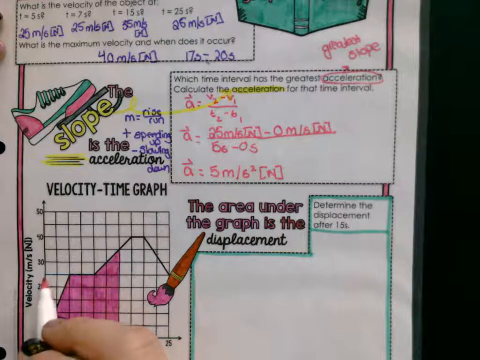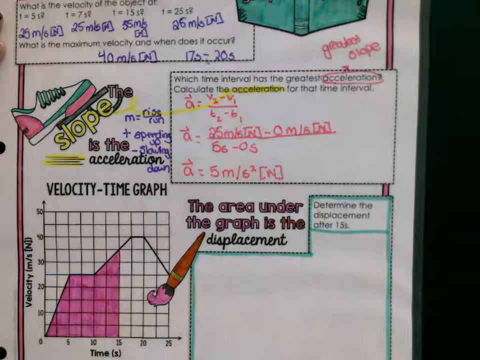1, 2, 3, 4, 5. Looks about right. Looks like we're doing about right. All right, we're eyeballing that though.